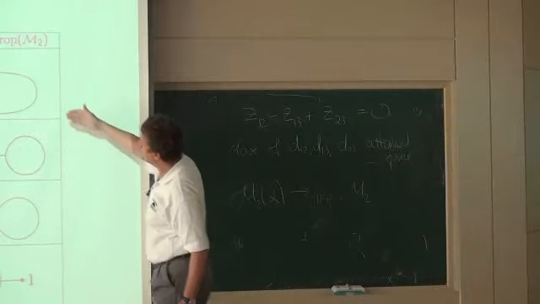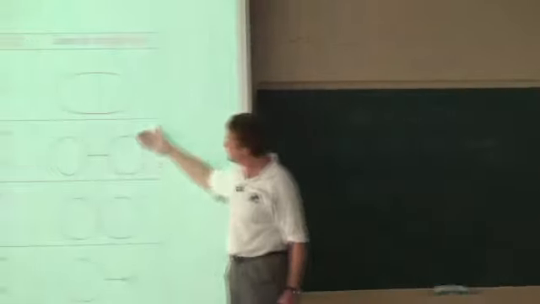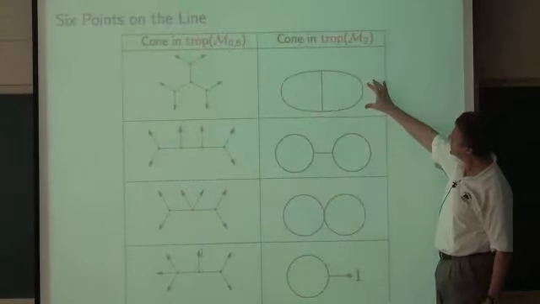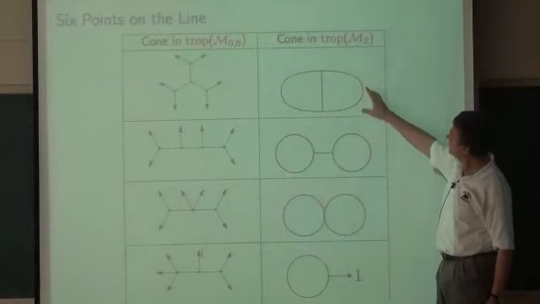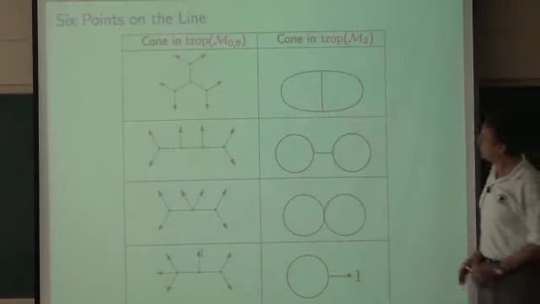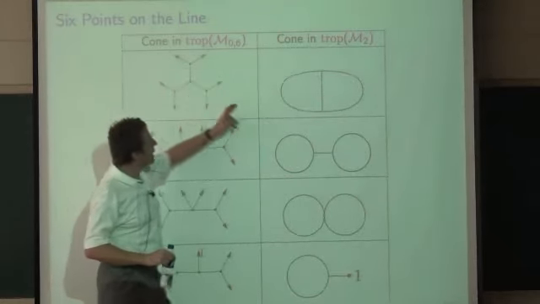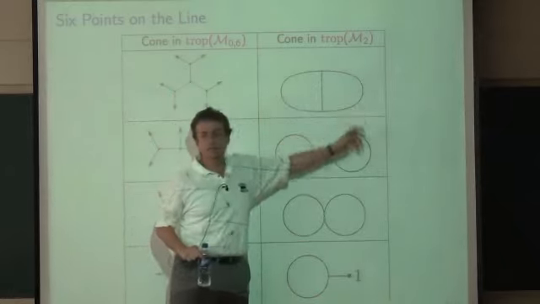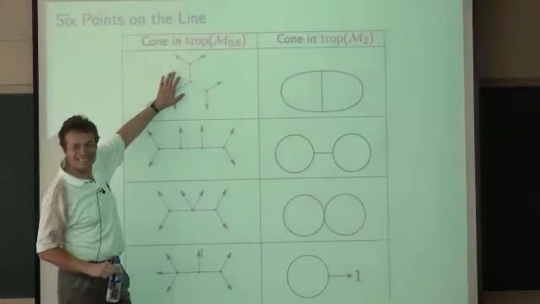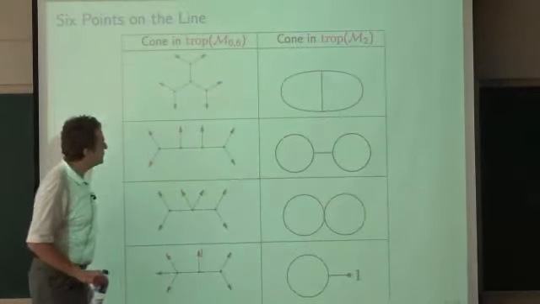And so trop M2 is the space of metric graphs of genus 2. This is just a graph with edge lengths. And the map goes like this: I take these edges and I wrap them around, and I use those edge lengths. So there's a map that takes a metric tree with 6 leaves to a metric graph of genus 2.